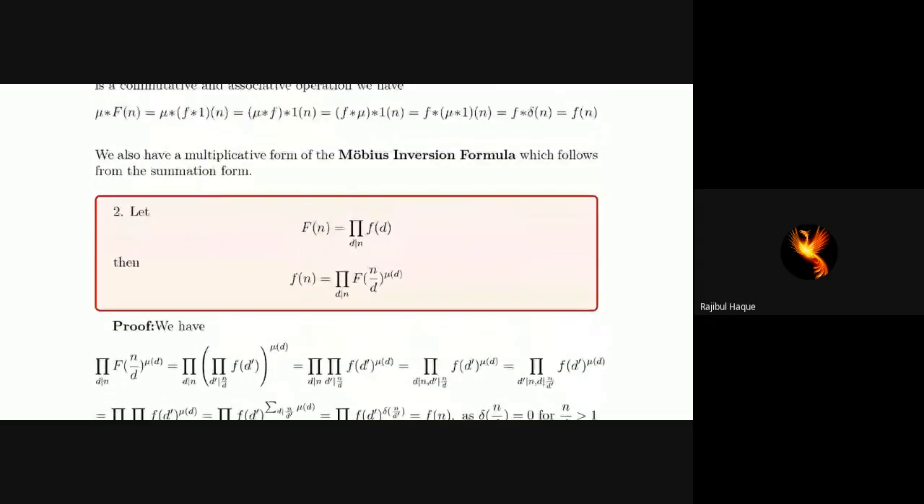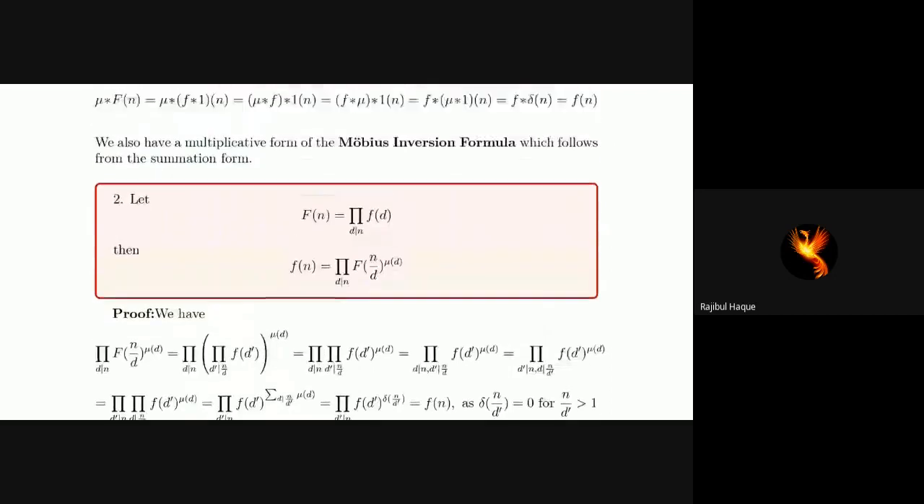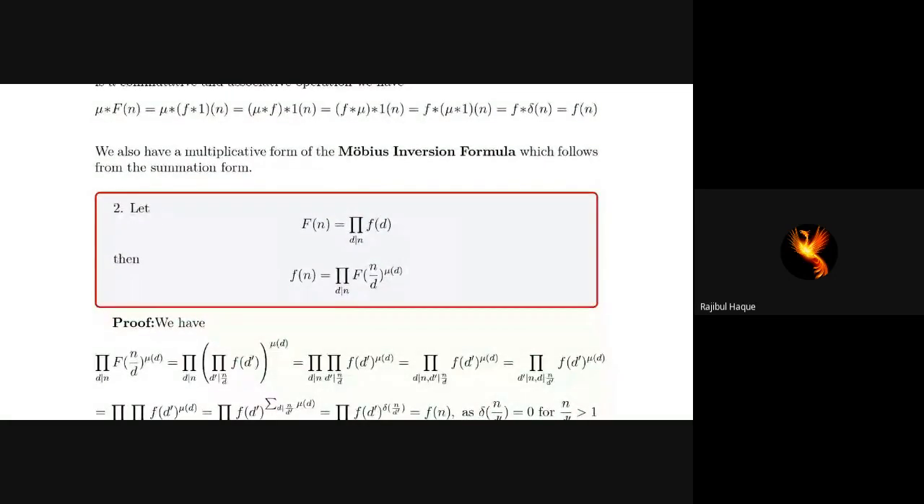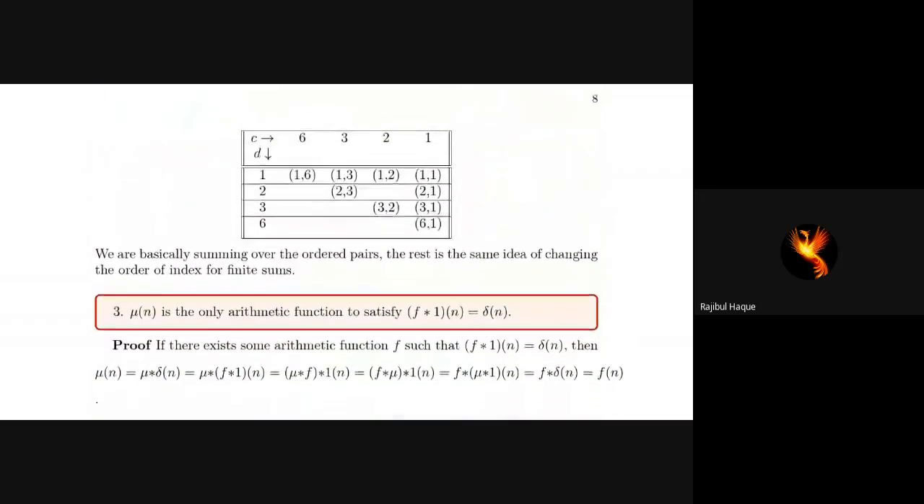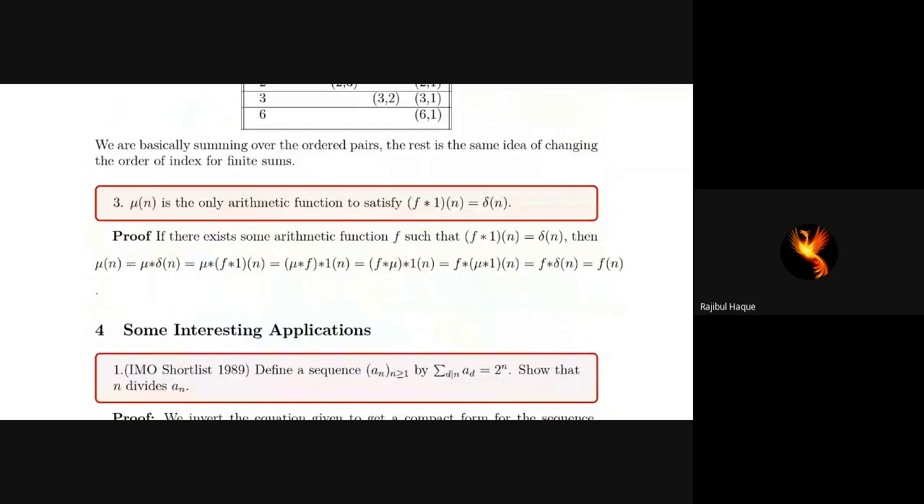So the Mobius inversion formula is also applicable for products of two arithmetic functions, capital F and small f. Now I am almost nearing the end of my part of the talk, and Pratik will carry on from now.